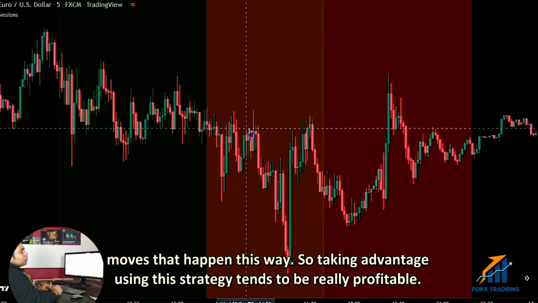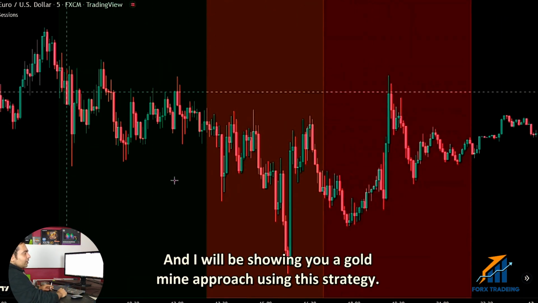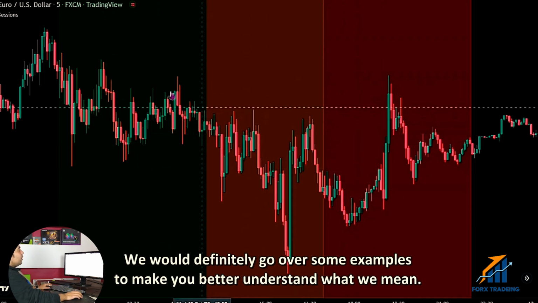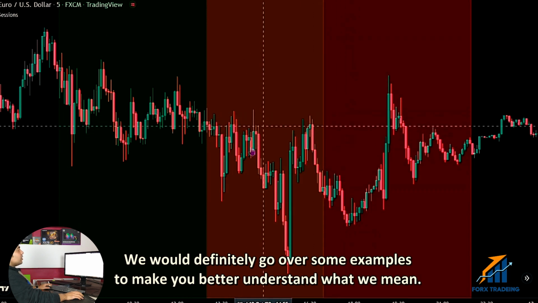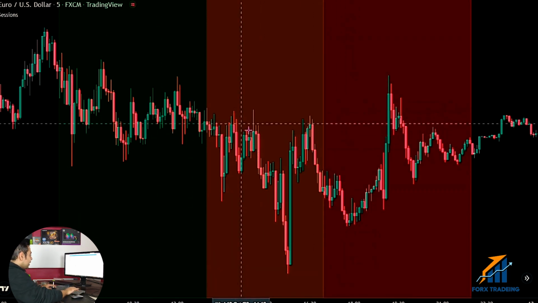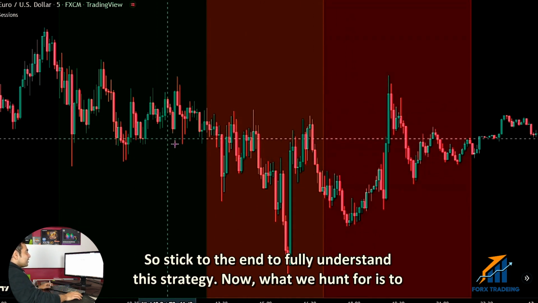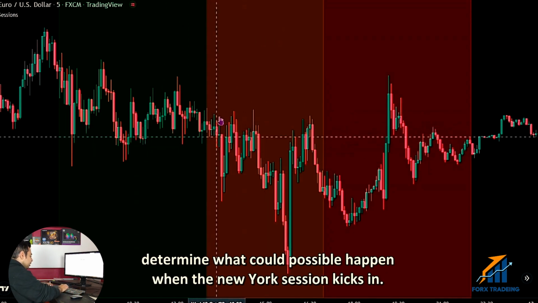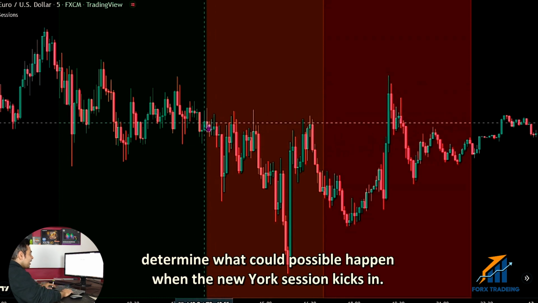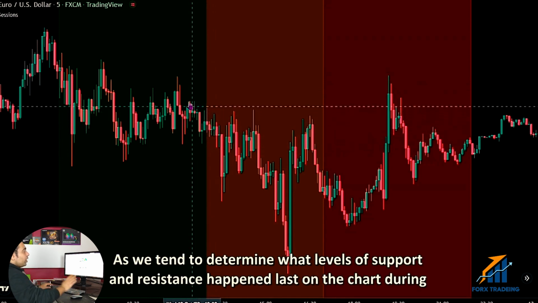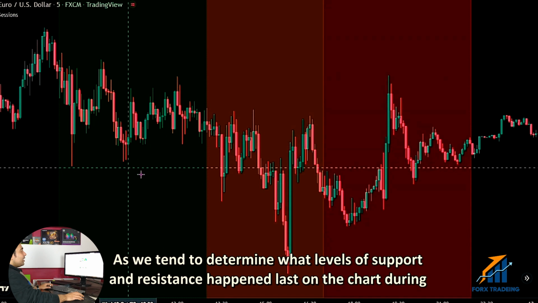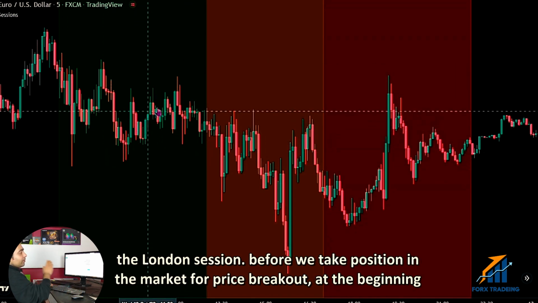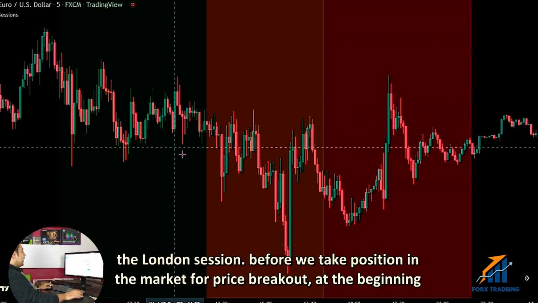Now, what we hunt for is to determine what could possibly happen when the New York session kicks in, as we tend to determine what levels of support and resistance happen last on the chart during the London session, before we take position in the market for price breakout at the beginning of the New York session. To quickly identify that, as there are a lot of people who find it difficult to spot these levels, we would be adding the support and resistance indicator. So go ahead and search for the swing high-low support and resistance by Pattern Smart.